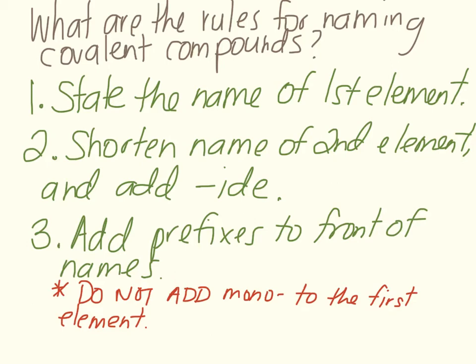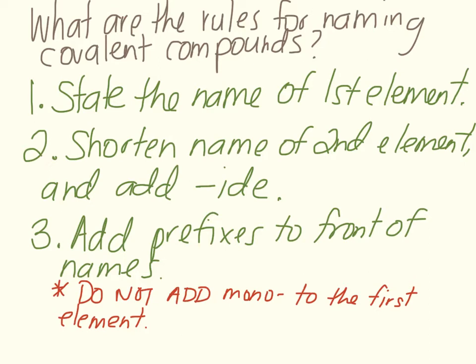So the rules for naming covalent compounds are these three steps here. You need to pause this and copy this down. The first rule says that you need to state the name of the first element, and then you're going to shorten the name of the second element and add "ide."